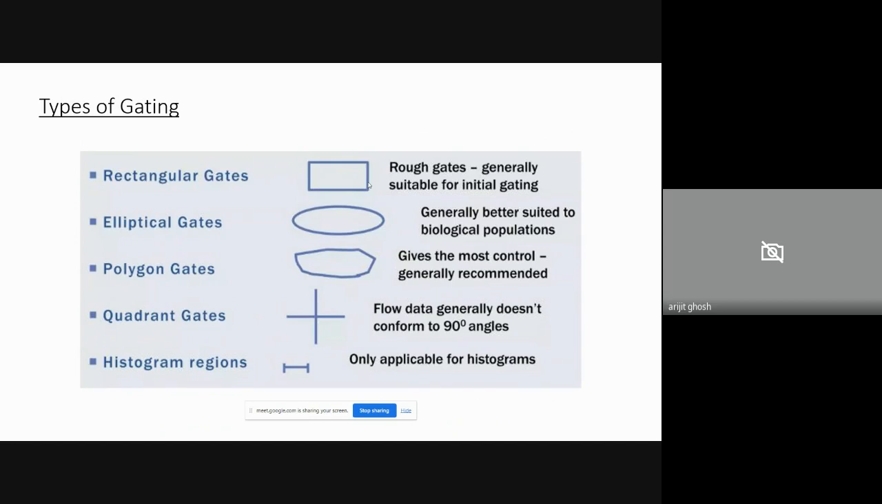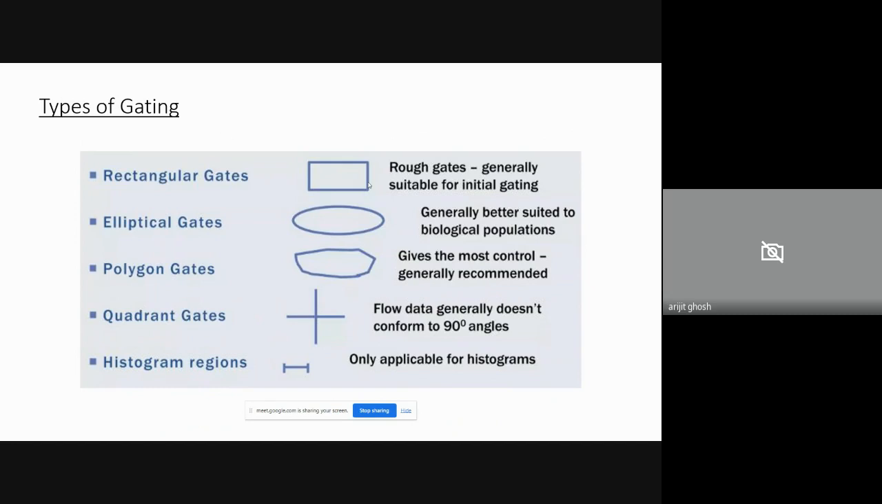And then come the quadrant gates. Quadrant gates are basically used for multi-parametric experiments where more than one fluorochrome is being used. So by quadrant gates, we can differentiate between co-expressing cells and single marker expressing cells.